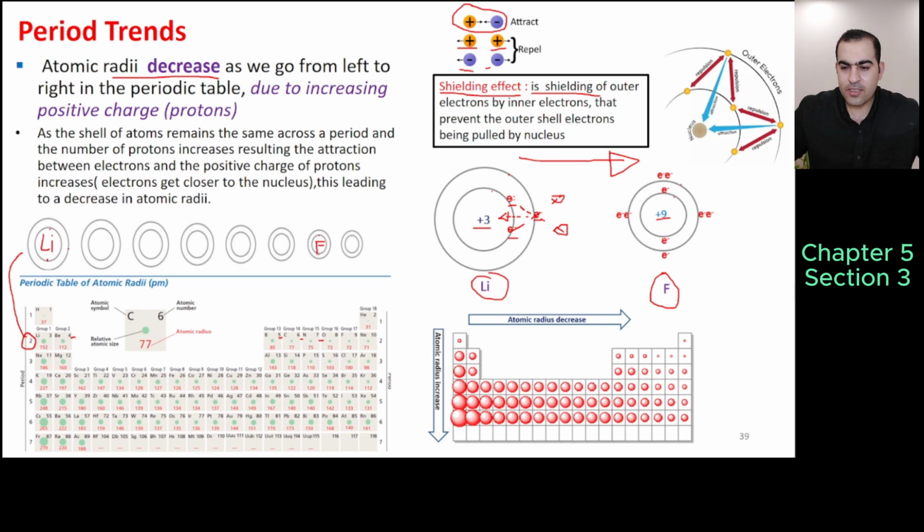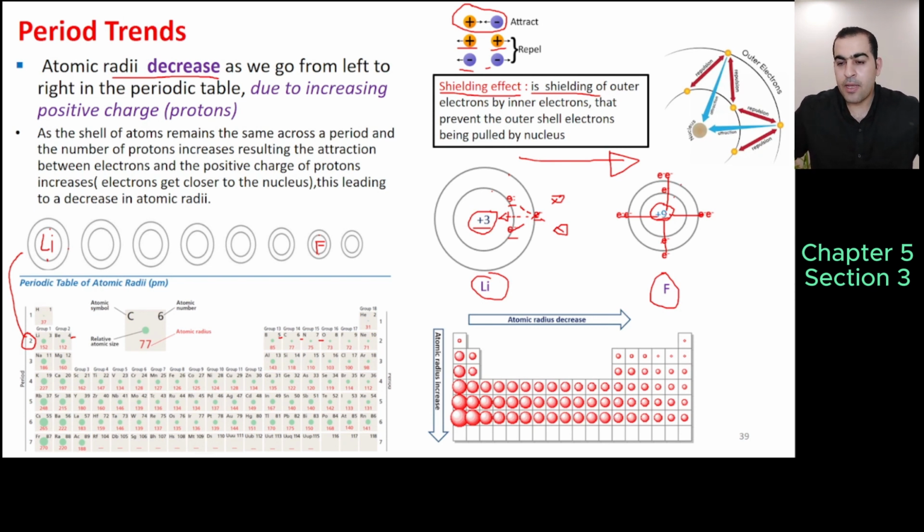When inner electrons stay the same, it means there are only two defenders. The inner electrons are defenders, they repel outer electrons and don't let protons attract them. For lithium we have two, for fluorine also we have two. But the number of protons is like a striker, they can attract the outer electrons strongly. We can say attraction increases because from left to right, shell number does not increase, protons number increases, and the shielding effect stays the same.